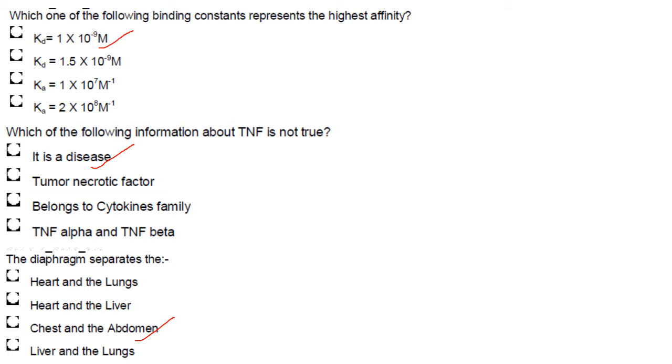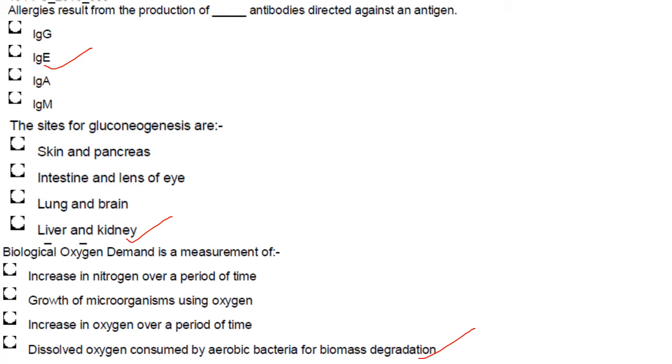The diaphragm separates the chest and the abdomen. So the answer is option C, or option number 3. So next question. Allergies result from the production of dash antibodies directed against an antigen. Allergies are due to the production of IgE antibodies. So the answer is option B, IgE.